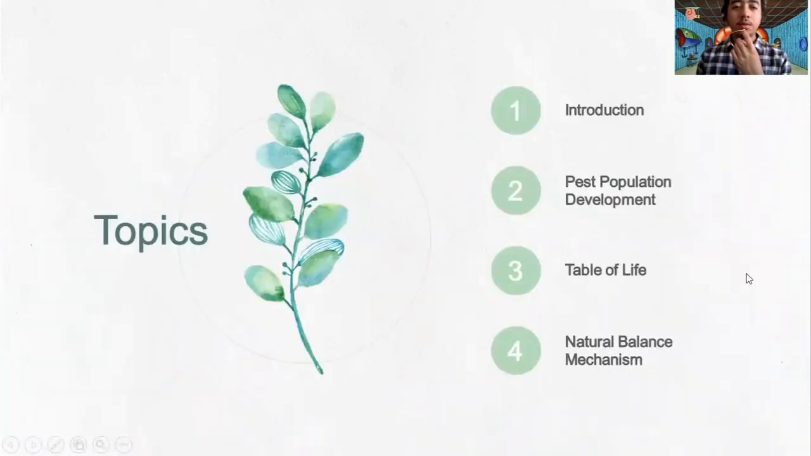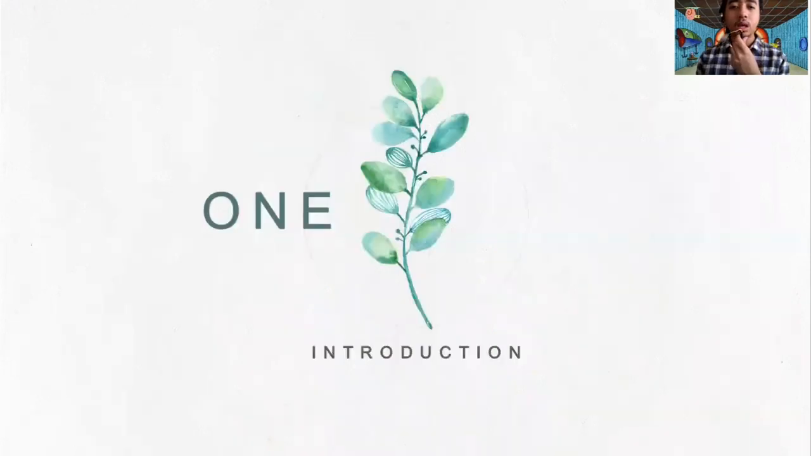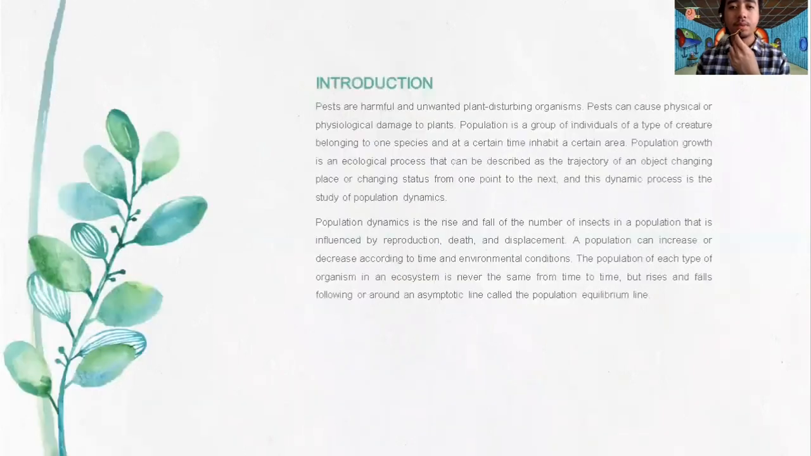The topics of the presentation are: number 1, introduction; 2, pest population development; 3, table of life; 4, natural balance mechanism. Number 1, introduction. Pests are harmful and unwanted plant-disturbing organisms. Pests can cause physical or physiological damage to plants.